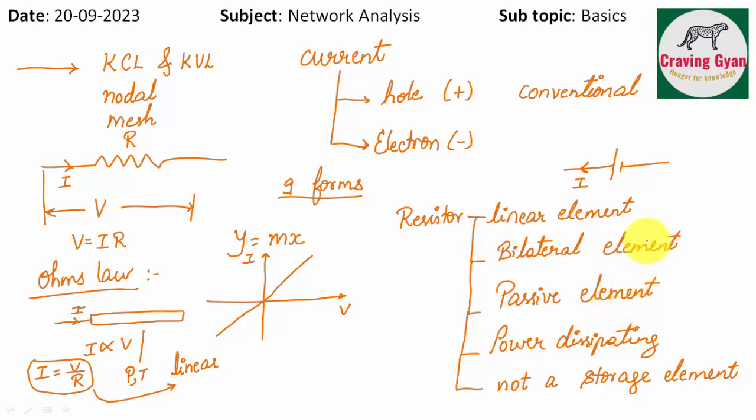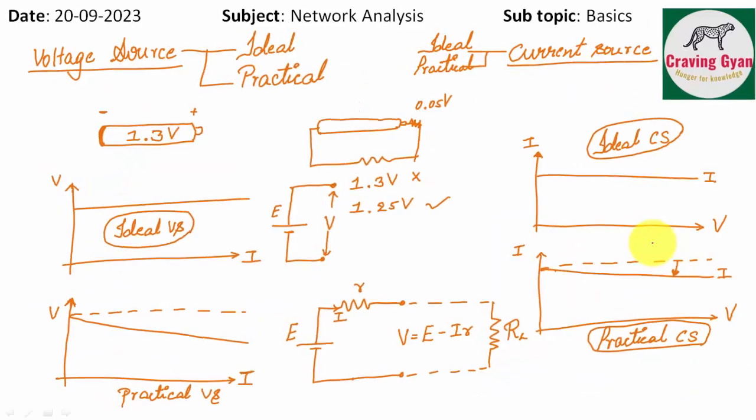Now, in a similar manner, let us try to write for voltage source and current source. What is the first thing I wrote for a resistor? Linear. Resistor is a linear element.